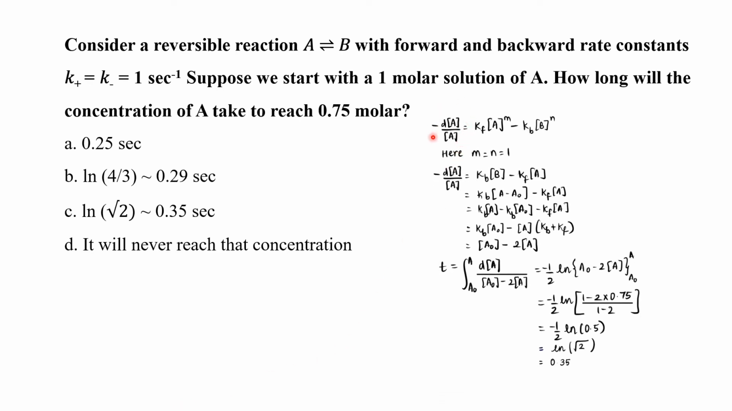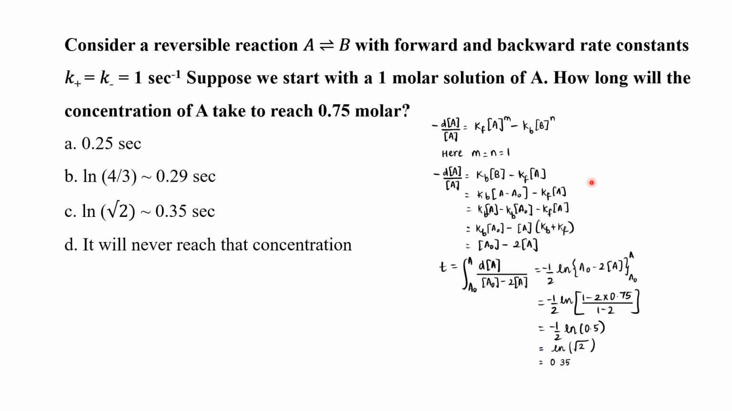Minus dA by dt, which is the rate, is equal to Kf A raised to m minus Kb B raised to n, where Kf and Kb are the rates of forward and the backward reaction respectively. Here, m is equal to n is equal to 1. So when we solve this, minus dA by dt is equal to Kf A minus Kb B. Here we know that B is equal to A naught minus A. That is the initial concentration of A minus the final concentration of A.